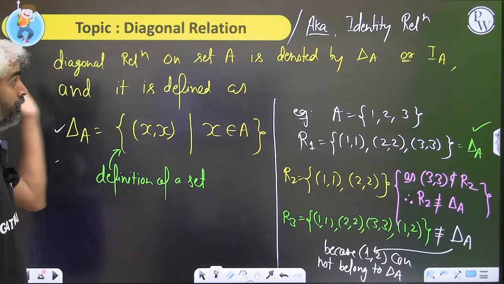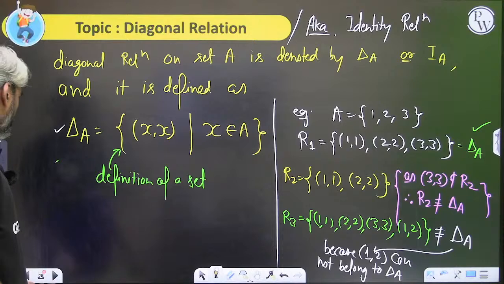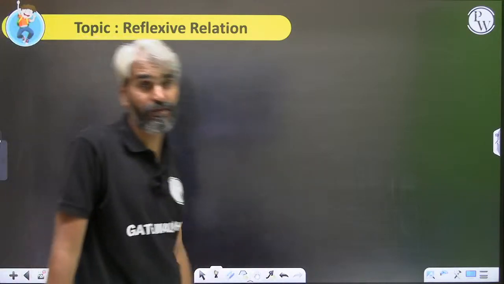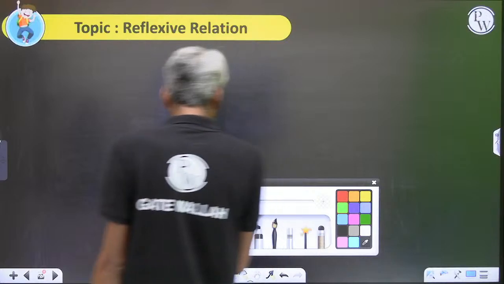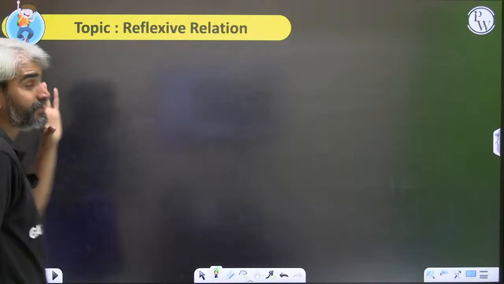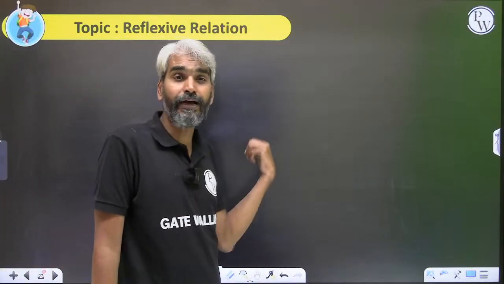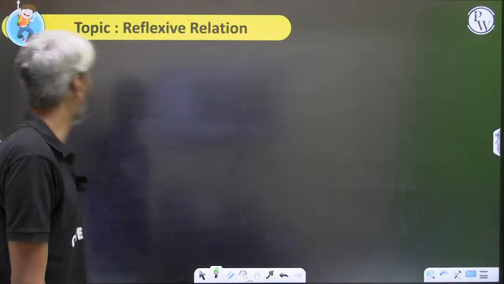Clear? Okay, so that's one thing. Let's move to the next definition, which is a reflexive relation. What do we mean by reflexive relation? Now we will also understand the basic difference between diagonal relation and reflexive relation. What is a reflexive relation?